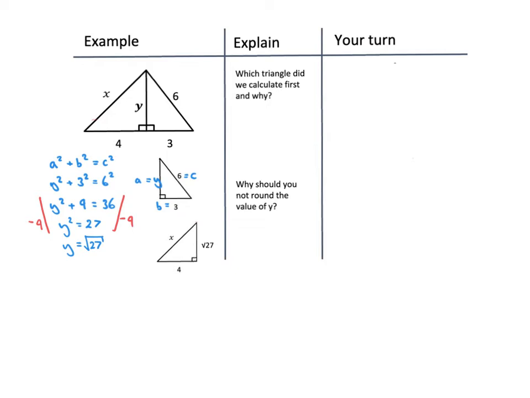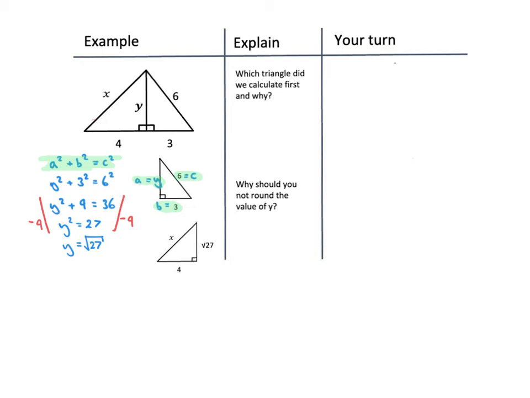So let's explain what we've done. Firstly, we labelled the sides. We knew that this side was y, but as one of the shorter sides, we called it a, and the other shorter side we called b. The longest side, the hypotenuse, we labelled c. We then stated Pythagoras' theorem, and we should do this at the start of each example. a squared add b squared equals c squared.